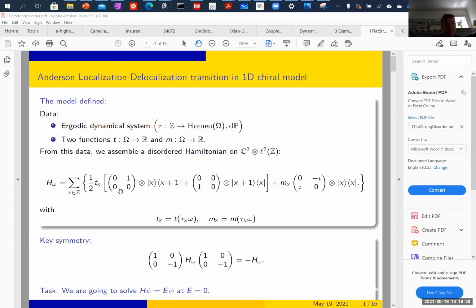For example, if I have this model, a model with chiral symmetry, and I put random fluctuations in both of the hopping parameters here. There is an mx and a tx. They are generated via a random process. And if you try to calculate the eigenvalues exactly at 0 energy, it turns out you can do it.